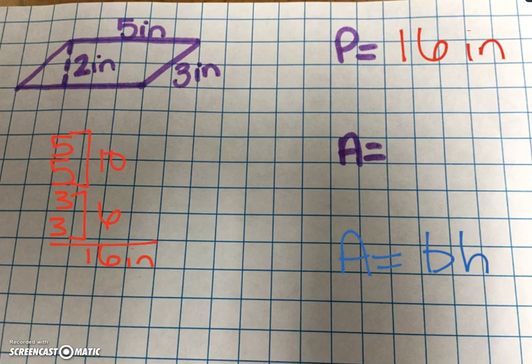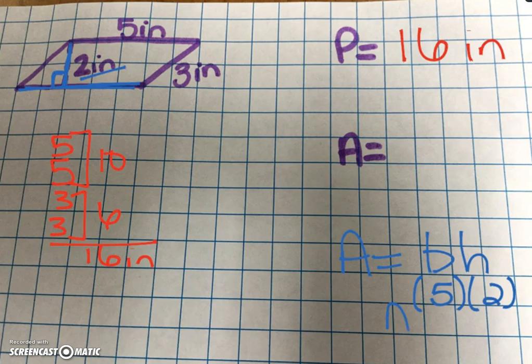Now you notice I have 3 numbers here. It's pretty easy to see that the base is going to be the 5 inches. But when I'm dealing with height, height always has to be perpendicular, which means it's not allowed to be slanted. It must be at a 90-degree angle. So I'm looking for that right angle when I'm looking for my height. So the height is 2 inches.